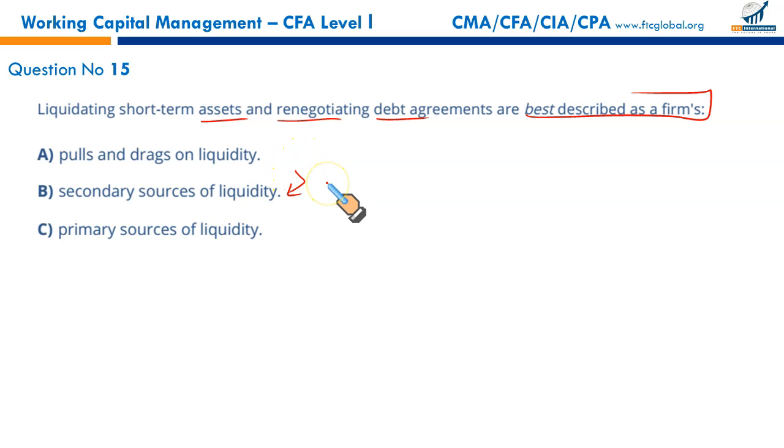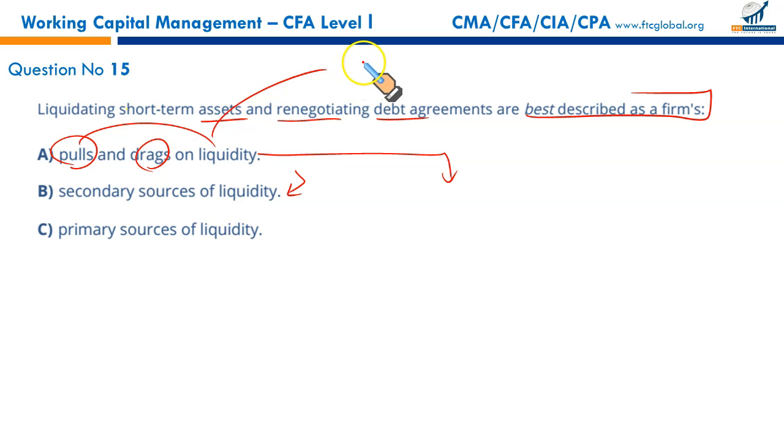Let us discuss something about pulls and drags on liquidity. What are pulls? Pulls and drags on liquidity. These are very bad strategies for working capital management. Pull or drag on liquidity means you collect your cash as late as possible and you pay as frequently as possible. Pull on liquidity means, instead of paying your supplier in 30 days, you pay in 10 days. This is pull on liquidity, which is bad.